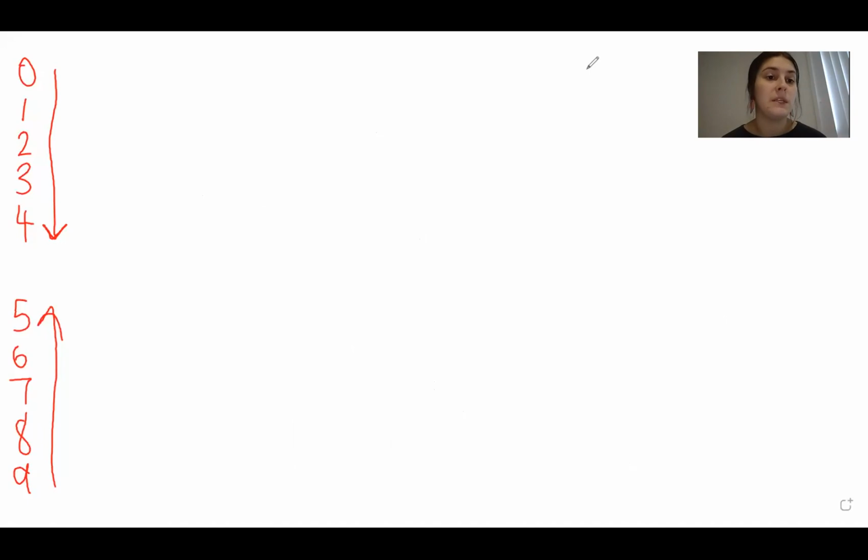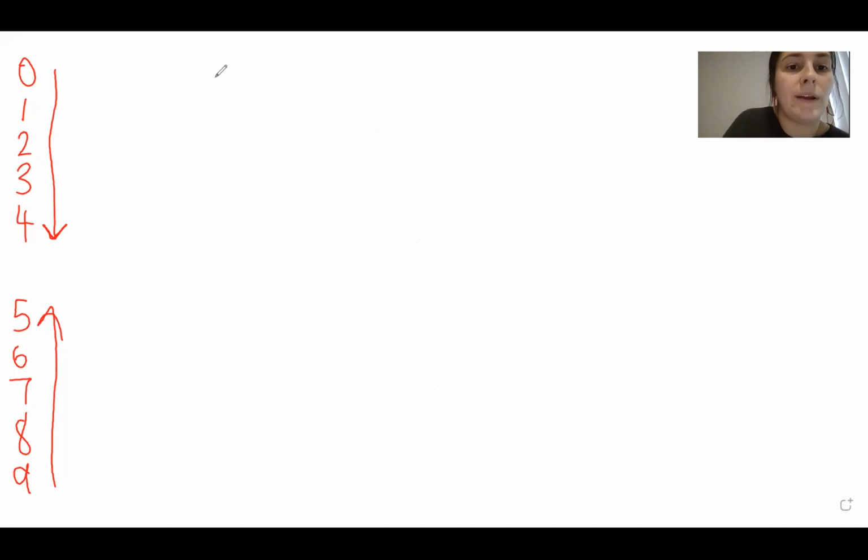So I've just popped here a bit of a reminder to show you which way it rounds. So remembering that if the decimal ends in 0, 1, 2, 3, or 4, we round down. And if it ends in 5 to 9, we round up.